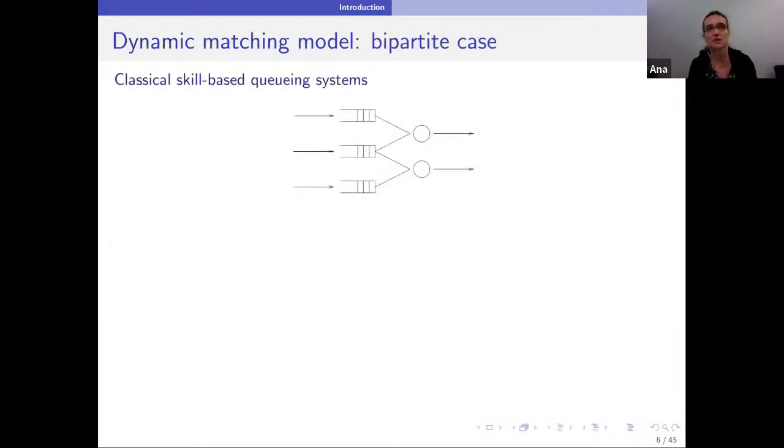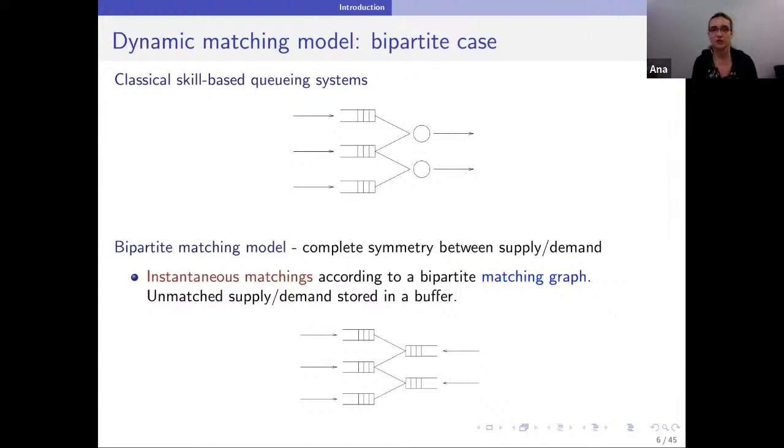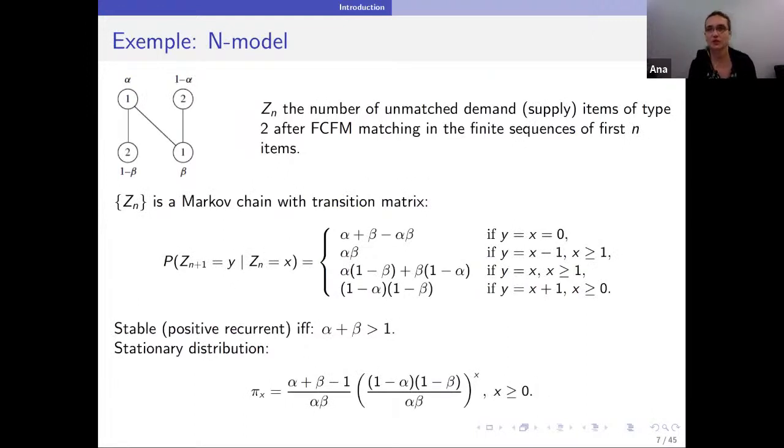The model we are going to consider is somehow a mixture of classical queuing skill based systems and the theory of matching from graph theory. So instead of having the classical notion of service, we will have a complete symmetry between the two populations, supply and demand. The matchings are assumed to happen instantaneously according to the compatibility or matching graph. And the items that cannot be matched are stored in a buffer and wait for a compatible match. Okay, so to make the model clear, let us consider the simplest possible example, which is the N model. Well, at least a non-trivial example.